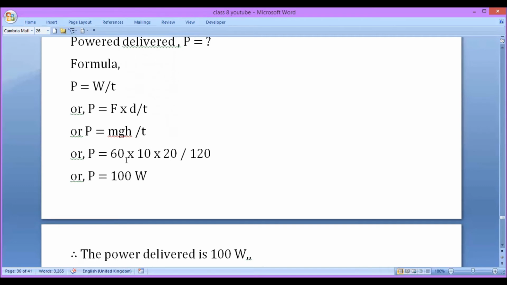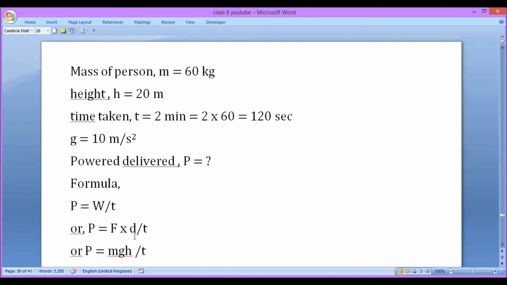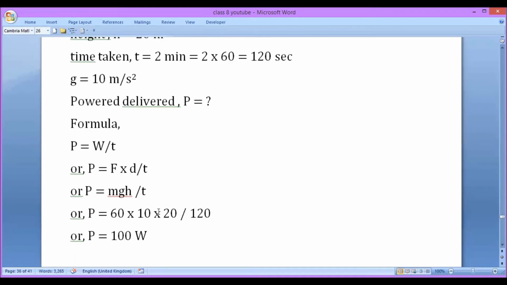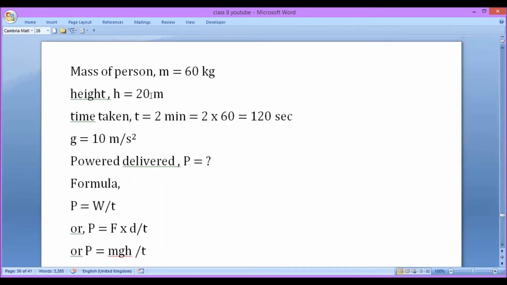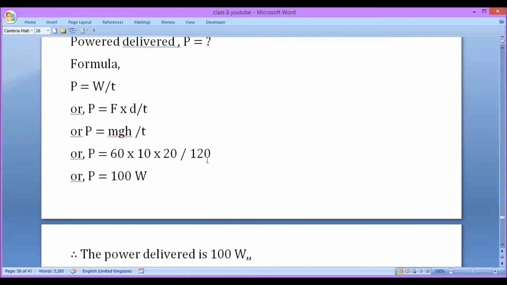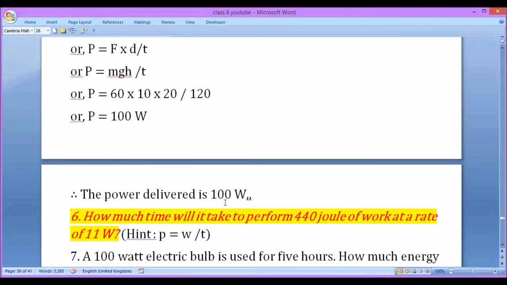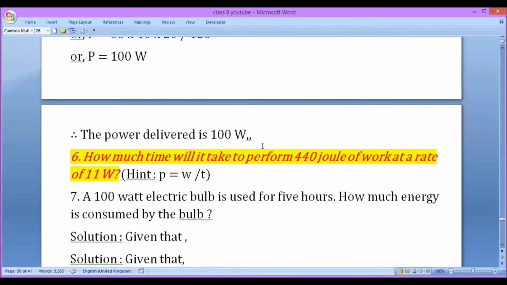Now put the value. M means 60, G means 10, which is given here, and H means 20 meter, and T means 120 second. Put this value, and after putting this value, we can calculate it. P is equal to 60 multiplied by 10 multiplied by 20 divided by 120. Its answer is 100 watts. Therefore, the power delivered is 100 watts. This is also the required answer. Question number 5 is also understood.